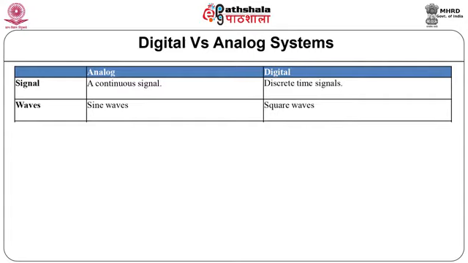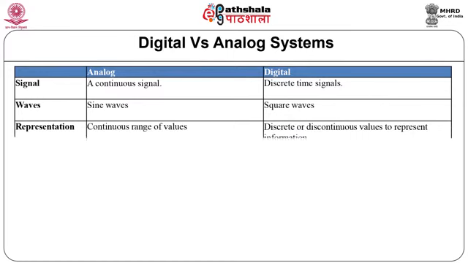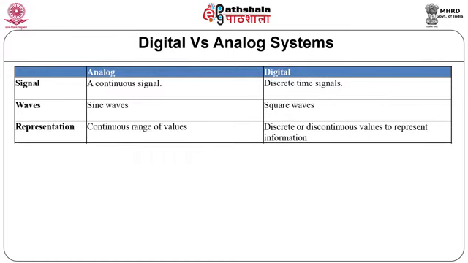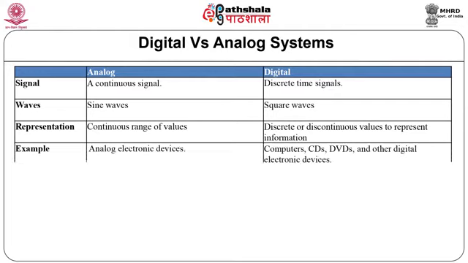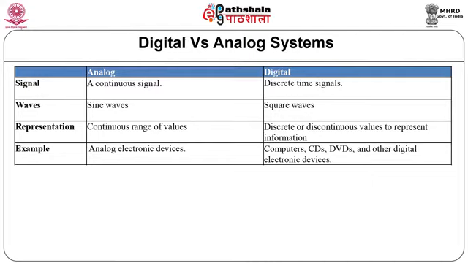The third parameter is representation. Analog signal is represented using a continuous range of values, whereas digital signals are represented using discrete or discontinuous values to represent the information. Let us now talk about an example of analog system. Let us say some analog meter or analog electronic devices, whereas in digital systems the examples are computers, CDs, DVDs and other digital electronic devices.